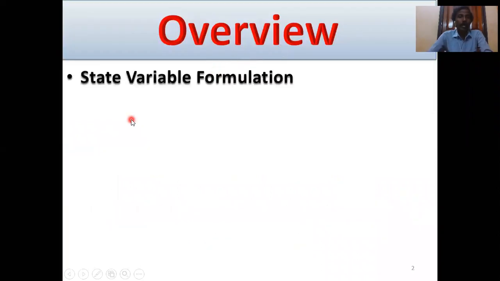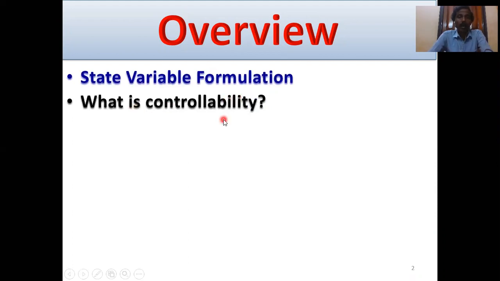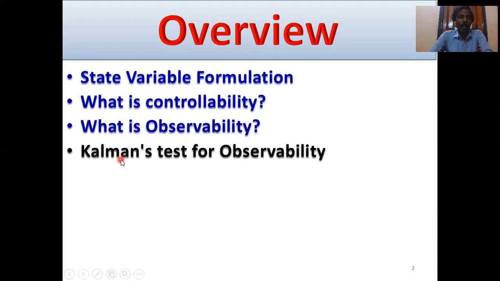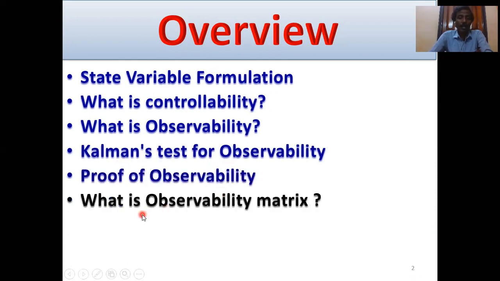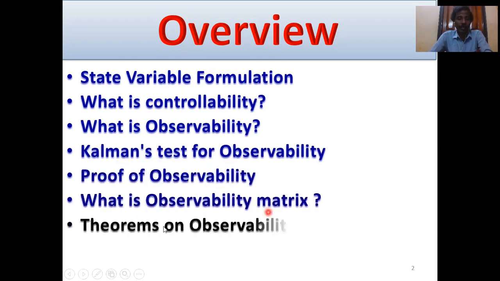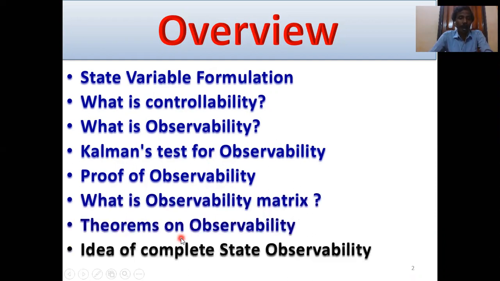Overview: state variable formulation. What is controllability? What is observability? Kalman test for observability. Proof of observability. What is the observability matrix and theorems on observability? Idea of complete state observability. So this is our overview.